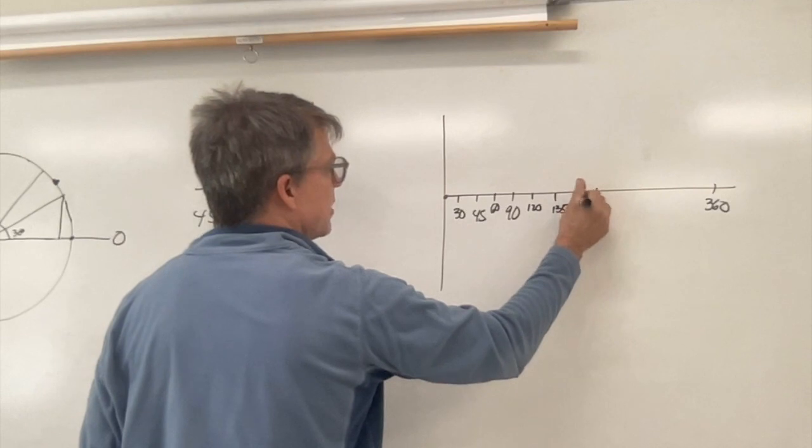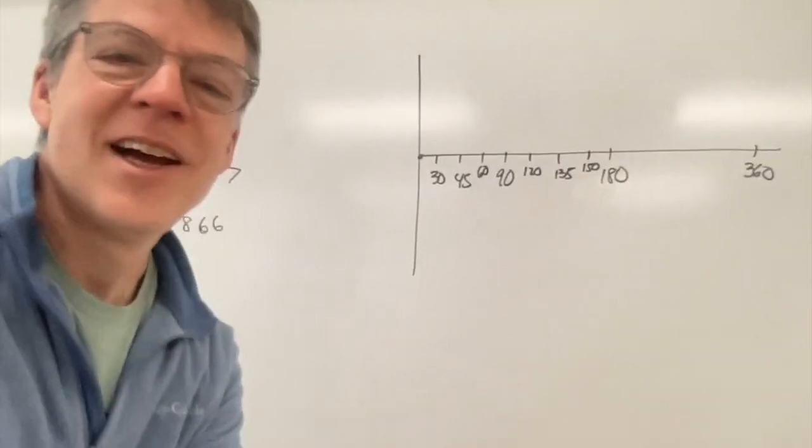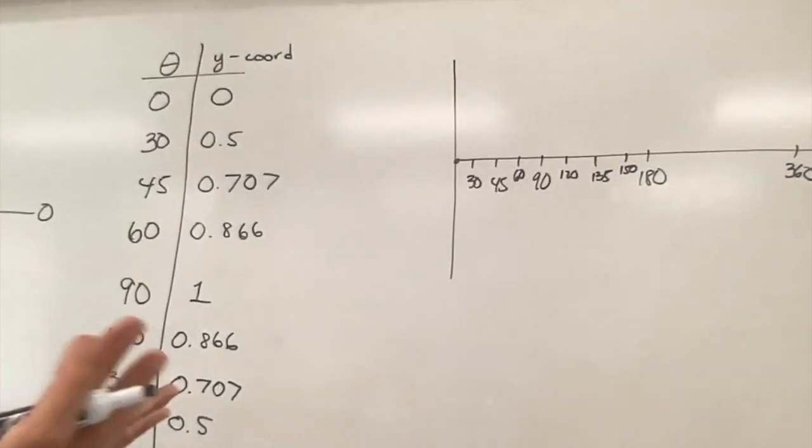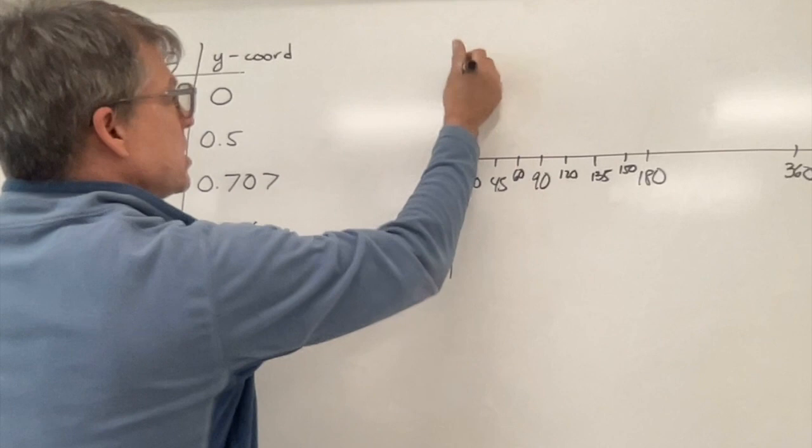120, 135, 150, okay, etc. I don't know if you can see that little. Anyway, let's graph these things. I want to see what this looks like. So 0, 0, got it. 30 and up 0.5. Okay, so let's just say this is 1.